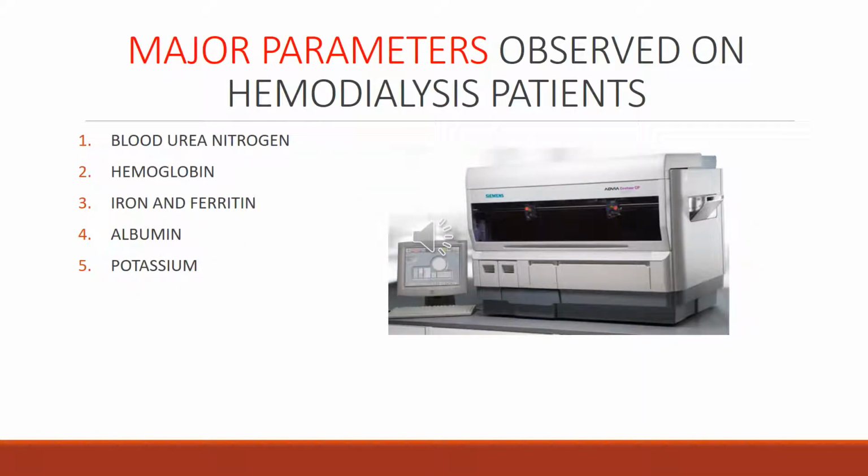Among the major parameters observed on hemodialysis patients are blood urea nitrogen, hemoglobin, iron and ferritin, albumin, potassium.